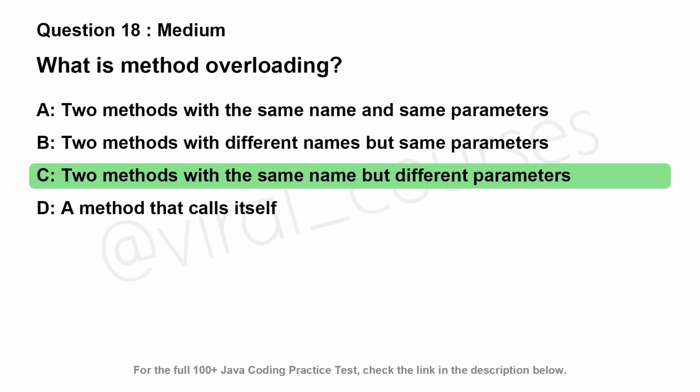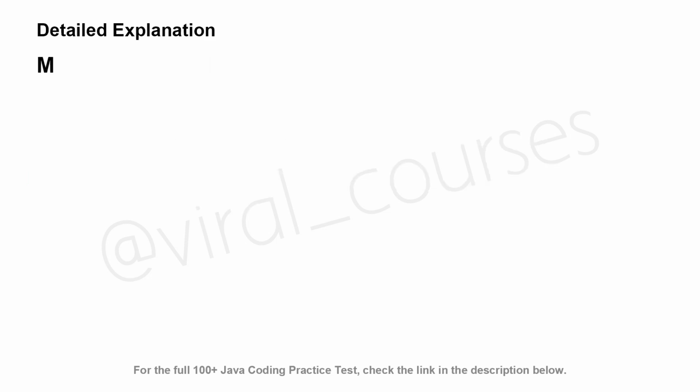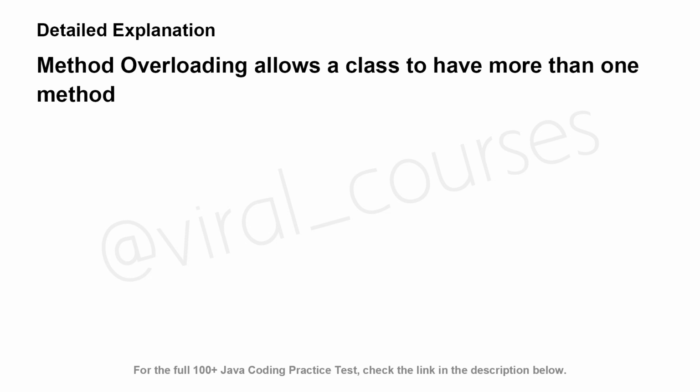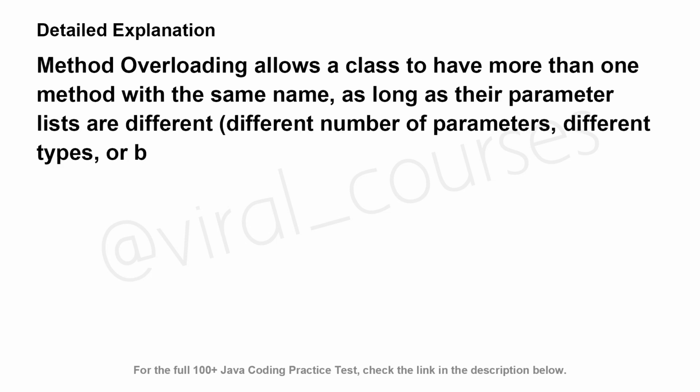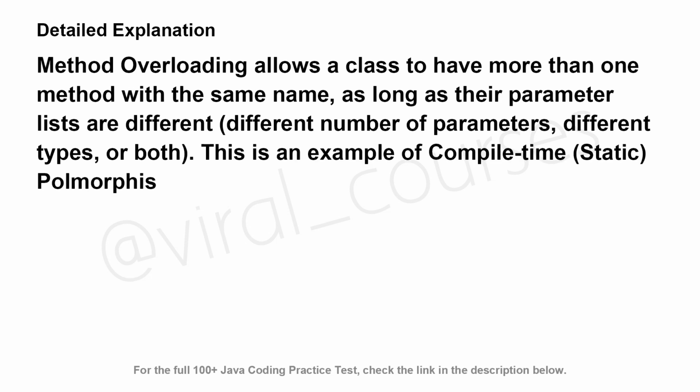The correct answer is C. Method overloading allows a class to have more than one method with the same name, as long as their parameter lists are different: different number of parameters, different types, or both. This is an example of compile time, static polymorphism.